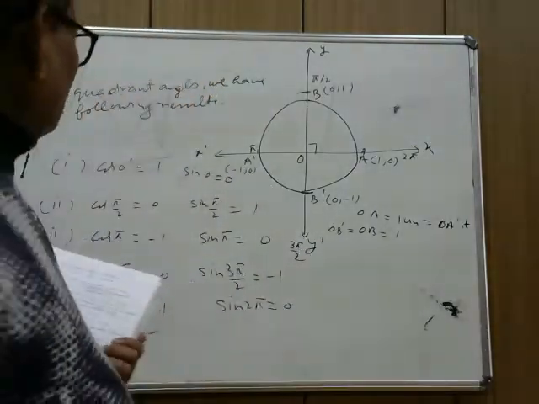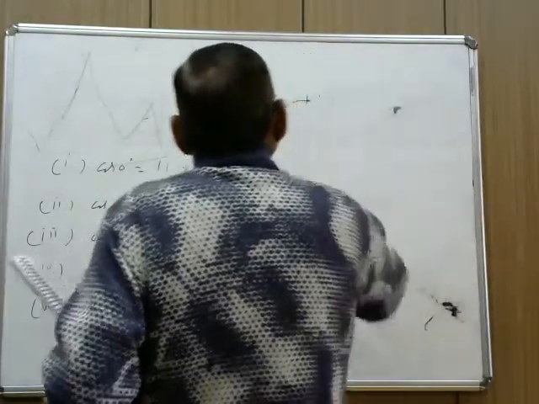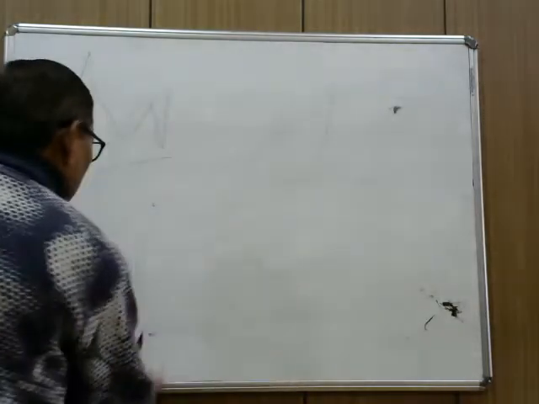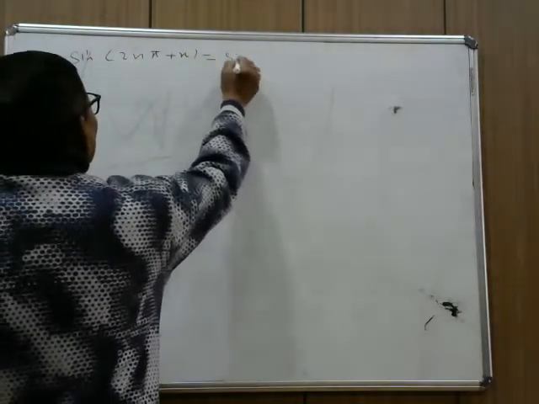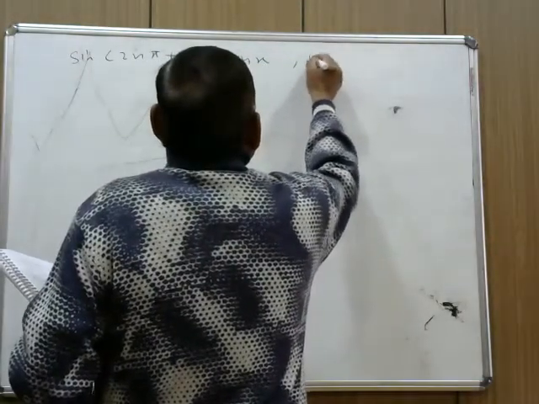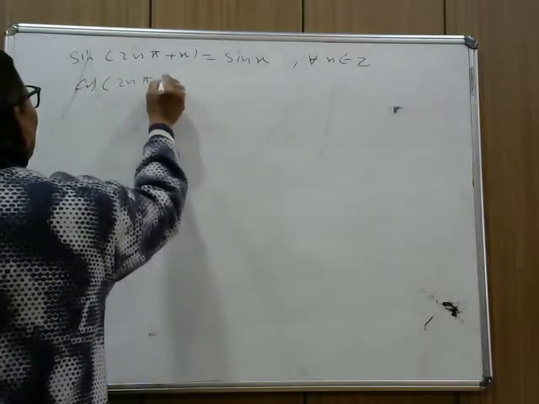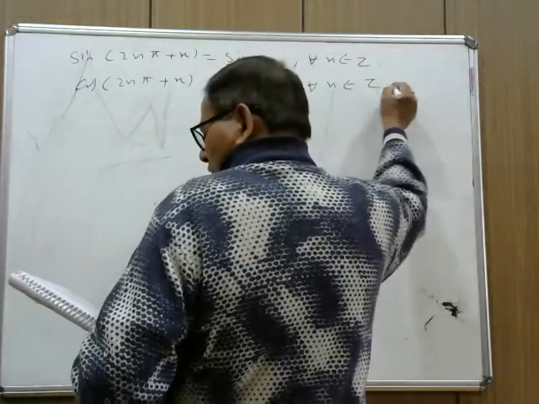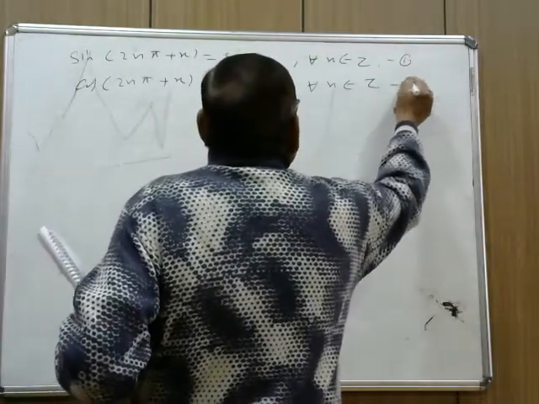Now consequently we can write the following results. You may see, sin of 2n pi plus x is equal to sin x for all n belongs to Z, and cos of 2n pi plus x is equal to cos x for all n belongs to Z. So this is 1 and this is 2.